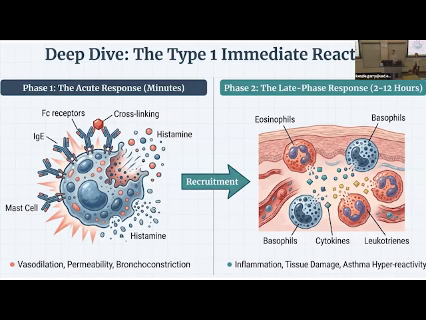And we have a late phase response. Everyone can see the first phase happens all of a sudden, and in a couple of hours, the allergy can bounce back with this late phase response. In this phase, we see eosinophils and basophils release their cytokines, and it can cause another reaction. It can cause inflammation, tissue damage, and asthma hyperactivity reactions.